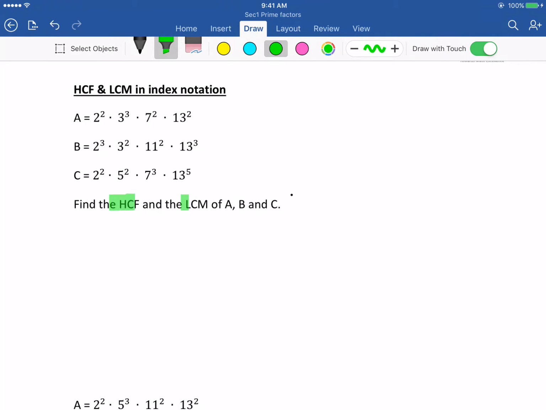Okay, HCF, LCM. So let's try to find the HCF. I hope you guys remember, for HCF we look out for the lowest power. 2 to the power 2, 2 to the power 3, 2 to the power 2, which is the lowest power? 2 to the power 2.